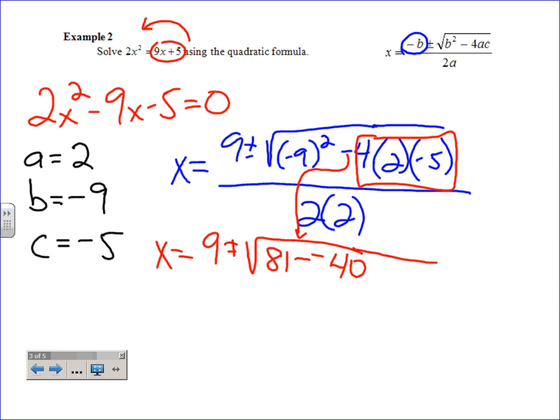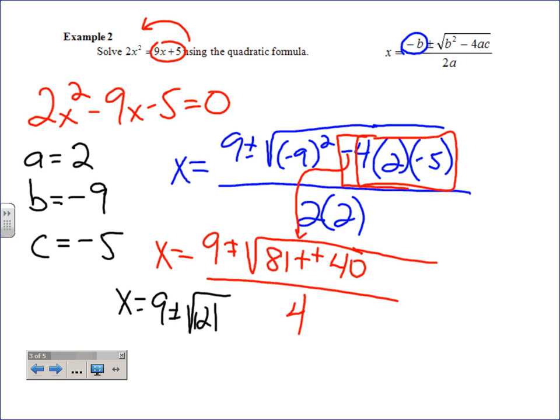Subtracting a negative means to add. If you do it the other way, which means you take a -4 times a +2 times a -5, it is still a +40. It still works. All over 4. Any questions on why it's +40? Okay, unfortunately, -40 works a lot worse. +40 works quite nicely, because now x equals 9 plus or minus the square root of 121, all divided by 4. Why is that nice? Because the square root of 121 is 11.